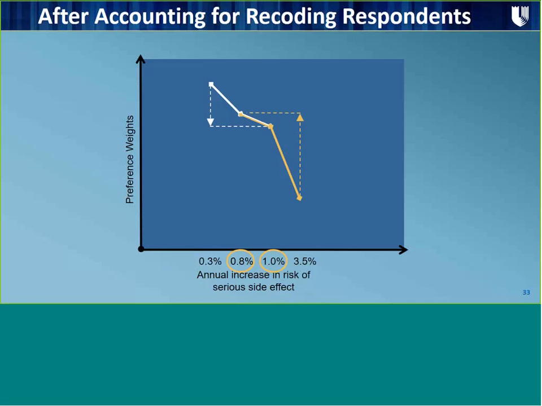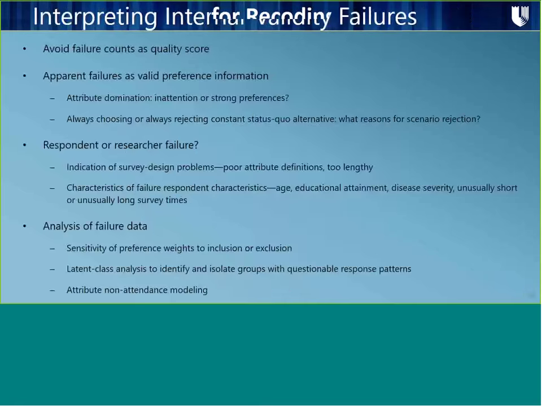That is, once we control for the people who are recoding, there are enough people left who are not recoding to pass the scope test. So there can be, in some cases, analytical techniques to deal with identifying people who are failing a test and then controlling for them statistically to correct our results.